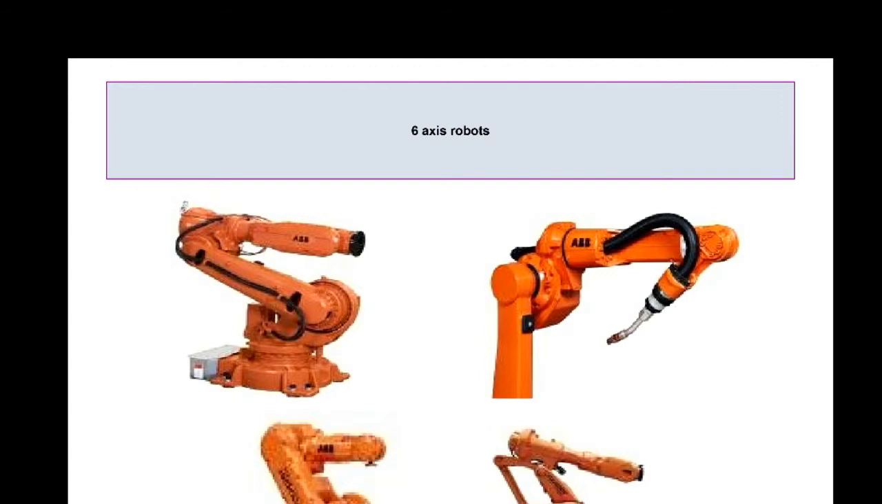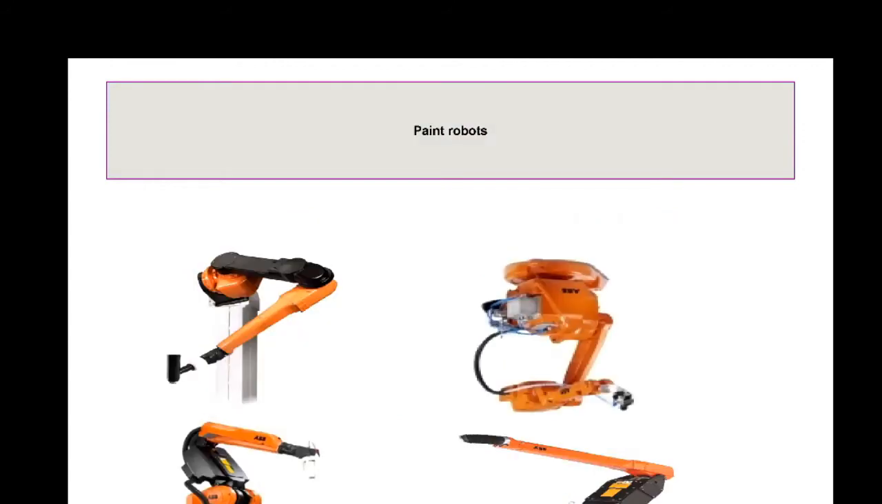Just see these pictures of 6-axis robots. And next, these are all paint robots. You can see here we have spray guns at the edge of the robot arms. Okay, you are able to see.